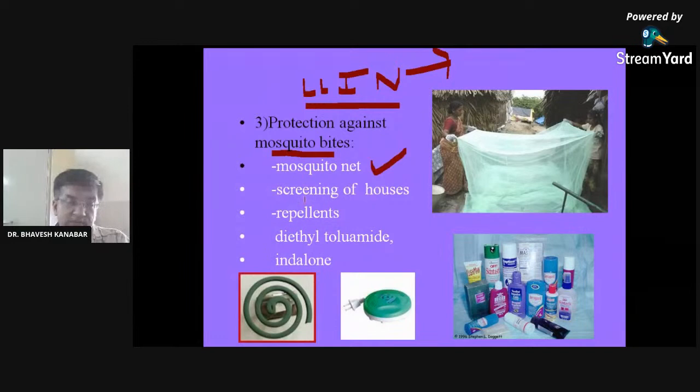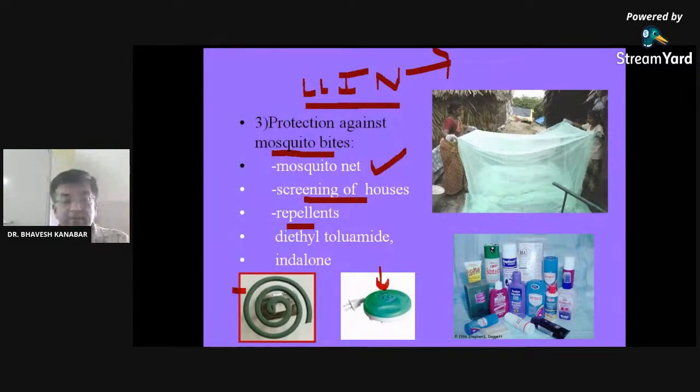Screening of the house: many of us cover the house, like you have seen that we apply some net over our window, right? That is called screening of the house, so that mosquito cannot come inside. Using mosquito repellent, this may be called mosquito repellent, right?